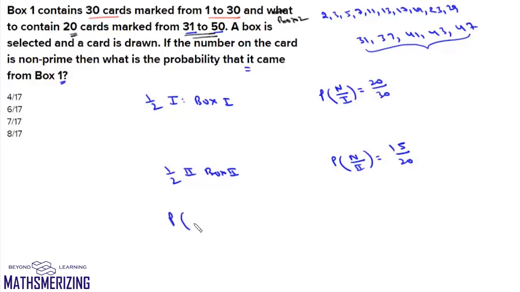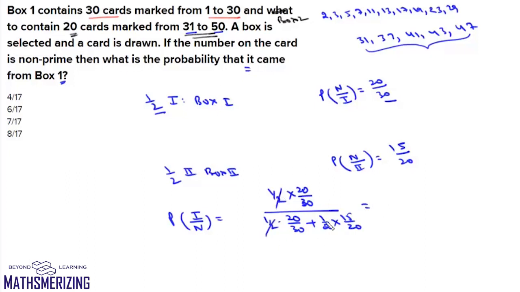So we need to find this conditional probability that if we know it is a non-prime number, then it has come from box 1. So we'll take this case in the numerator. So it will be 1 by 2 into 20 by 30 upon 1 by 2 into 20 by 30 plus 1 by 2 into 15 by 20.